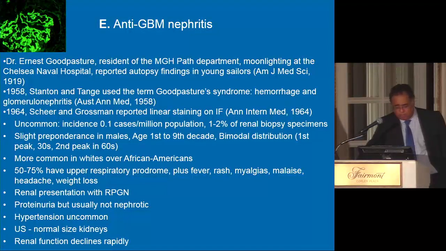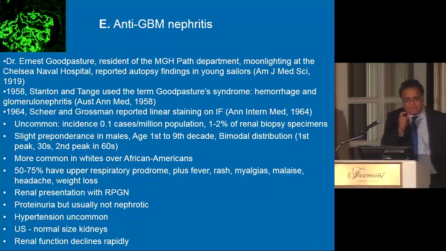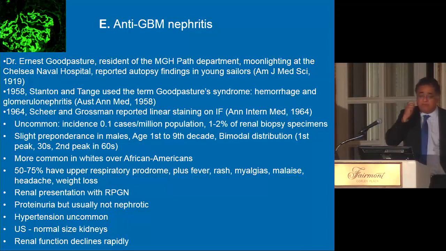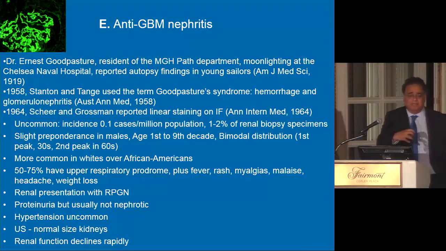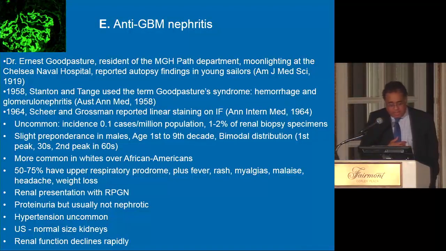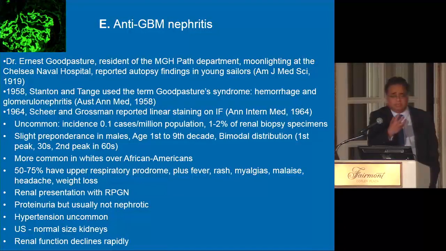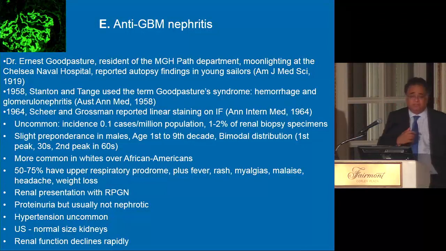Slight preponderance in males, more common in whites over African Americans. Even though usually you think of ANCA-associated vasculitis as where you would expect to see the prodrome, even in anti-GBM nephritis, prodrome is reported. Fever, myalgias, malaise, etc. Patients present with rapidly progressive glomerulonephritis. They have proteinuria, but there's such a significant collapse of their glomerular tufts that the GFR goes down so dramatically that they don't have proteinuria in the nephrotic range generally, but they do have proteinuria. Hypertension is also uncommon because they don't have enough time. This is just a catastrophic collapse of the normal capillary tuft with this crescent that has developed. The ultrasound shows normal kidneys, and renal function declines very rapidly.